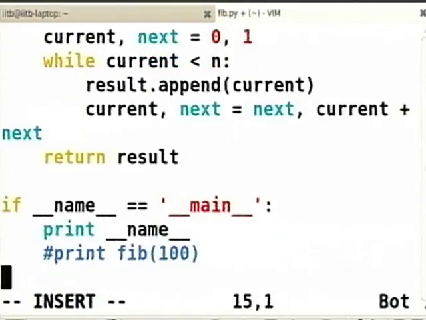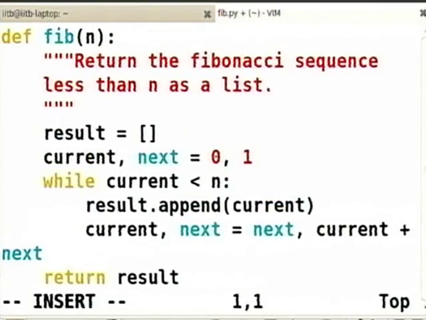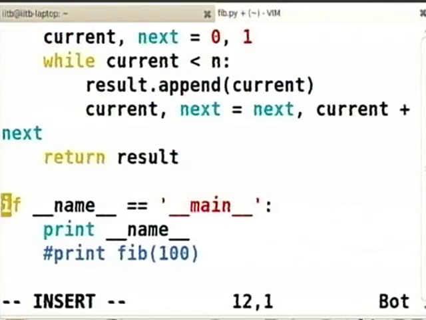Commenting it out for now. Let us see what this gives us. What I have done is the same old file, I have added this one line below. There is a special variable that is automatically defined for you in every module, called underscore underscore name underscore underscore.